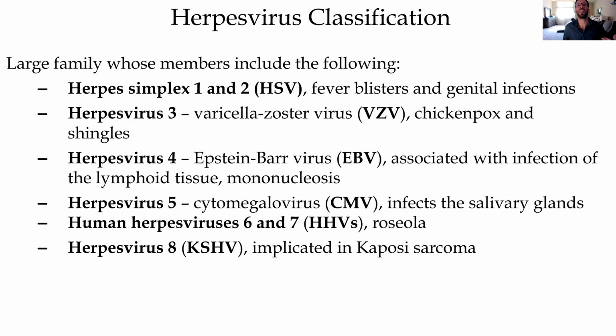And so as you can see, all of these HSVs can be pretty varied in what type of tissues they infect. They're all within the same family, but some infect different types of epithelial cells. Some infect your lymphoid tissue, salivary glands, connective tissue. So it's a broad range of different types of tissue tropisms for these viruses in this family.